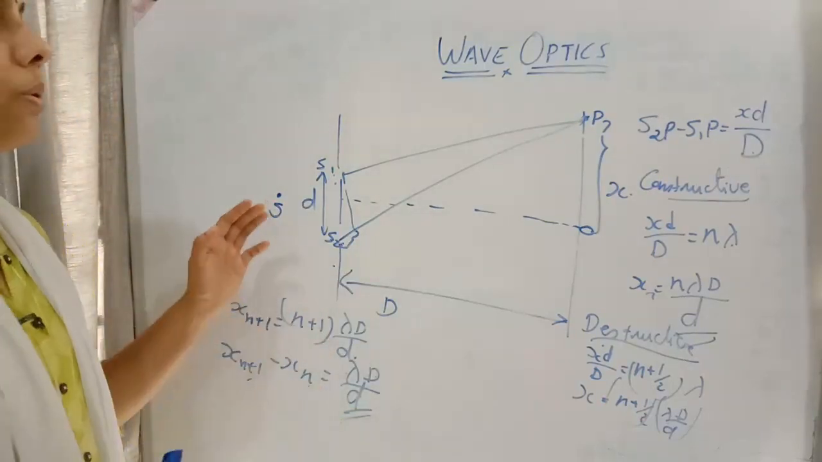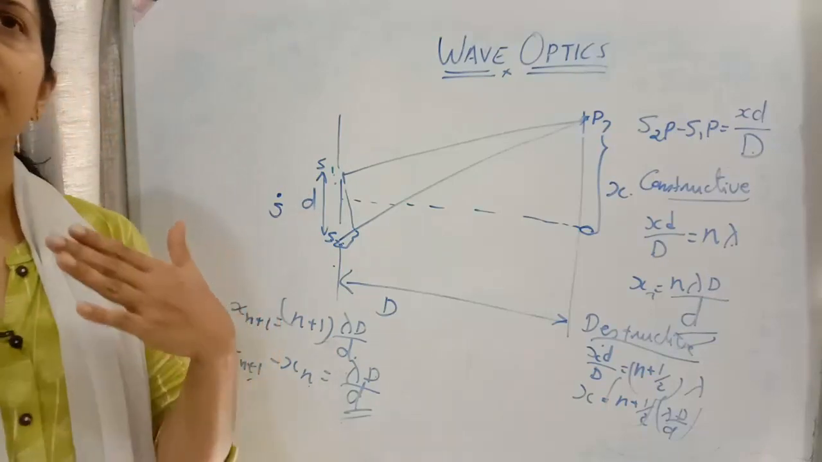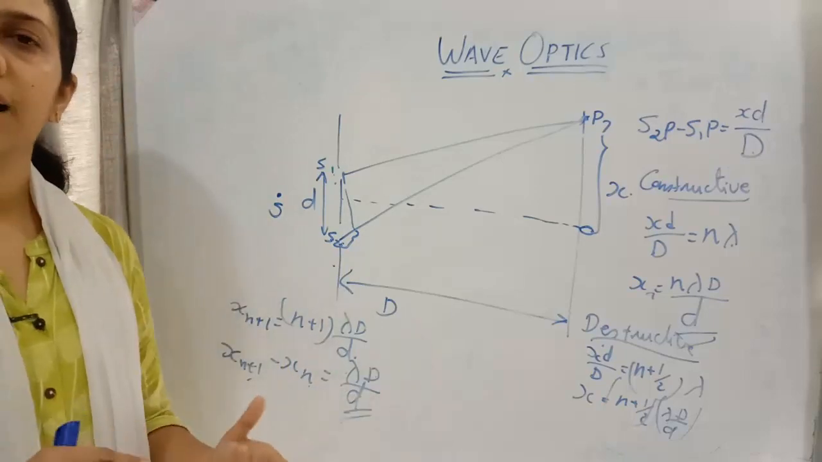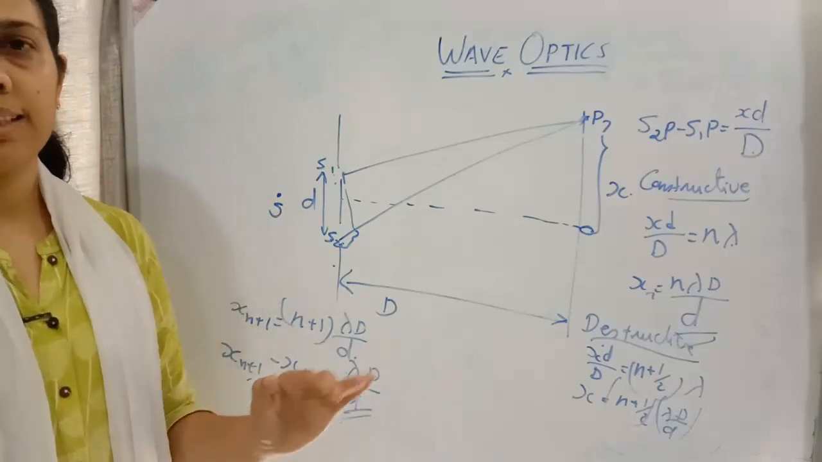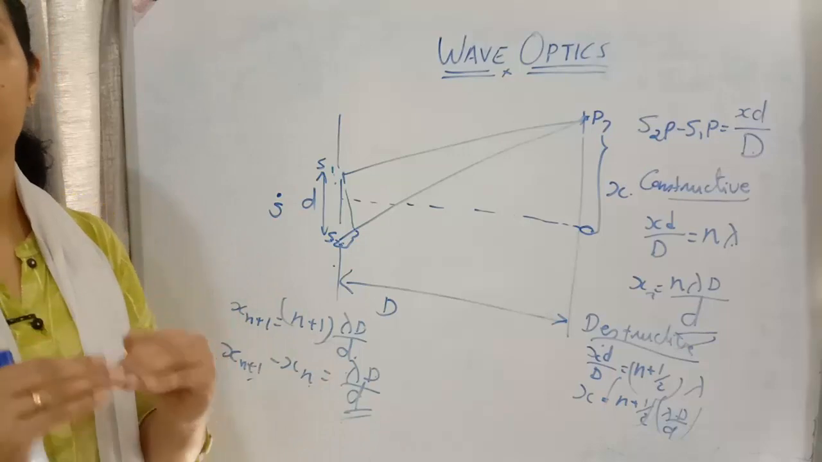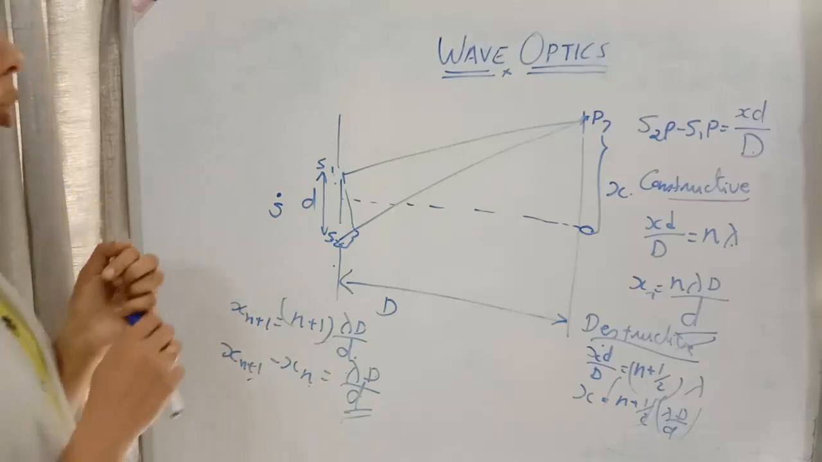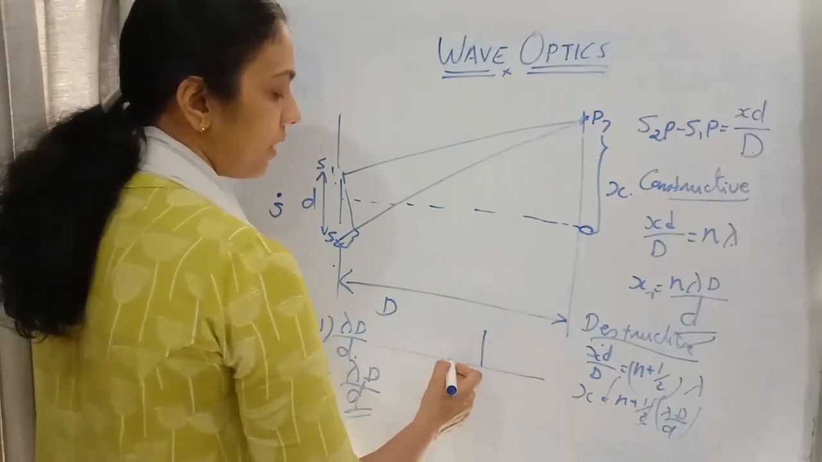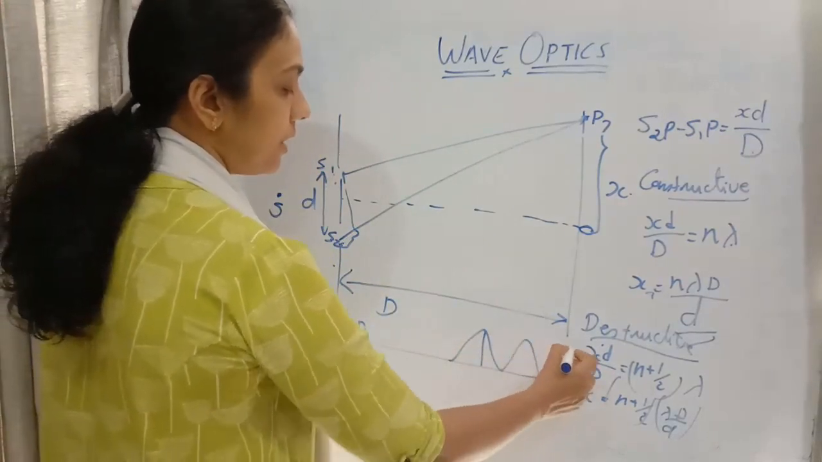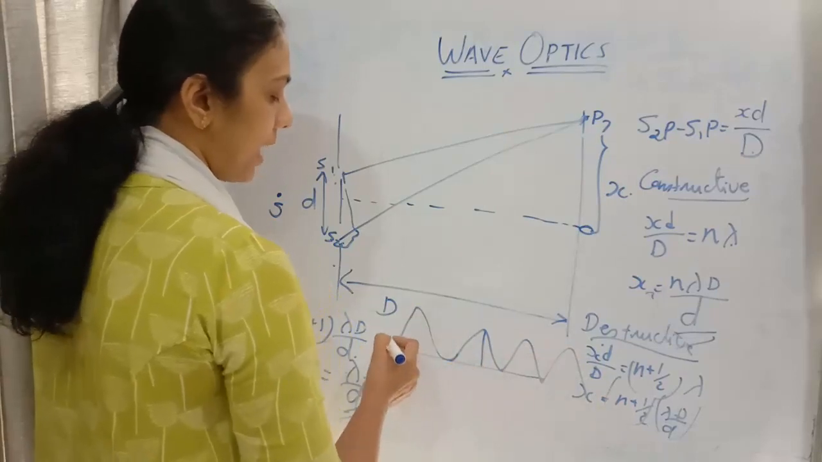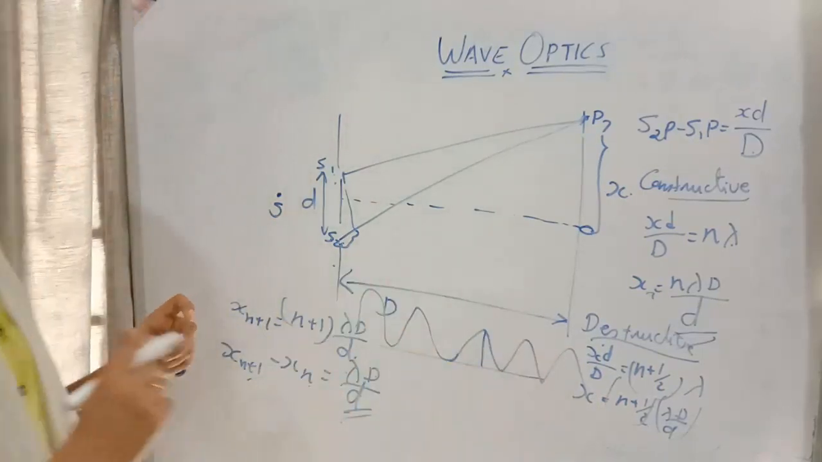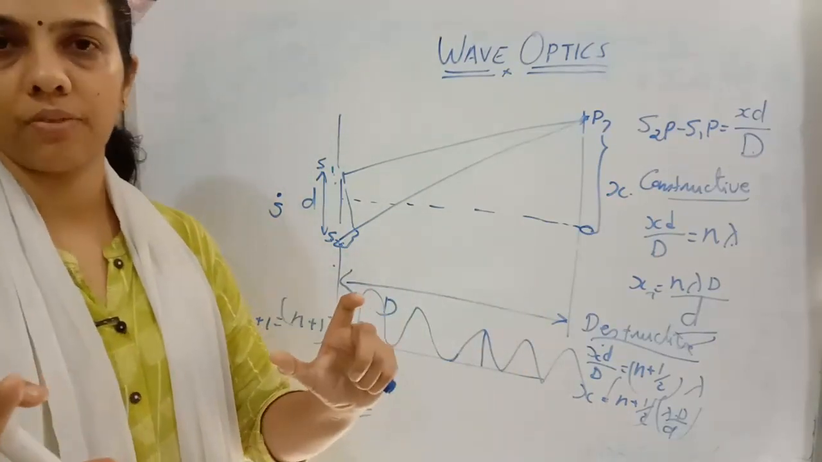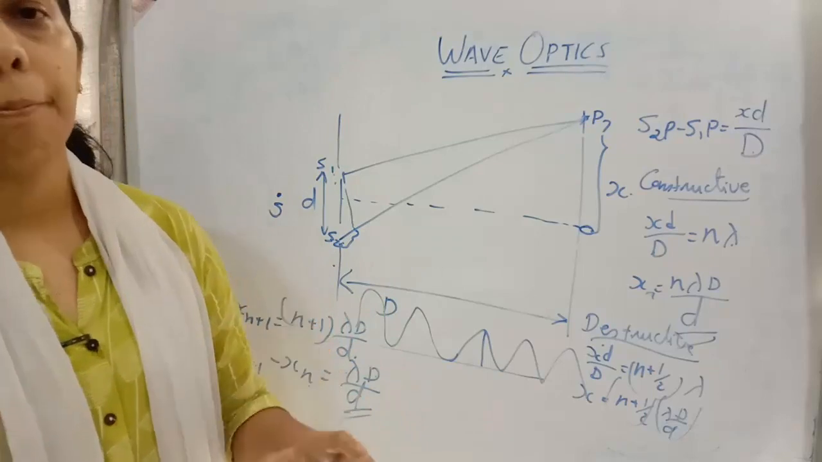Clear, children? So this is about how we get the interference pattern. There, all the bright fringes are of the same intensity and all the dark fringes are also of the same intensity. If I draw an intensity diagram for that, the center fringe will be a bright fringe and the other fringes will also have the same intensity. Dark means a complete dark fringe and bright means a complete bright fringe.